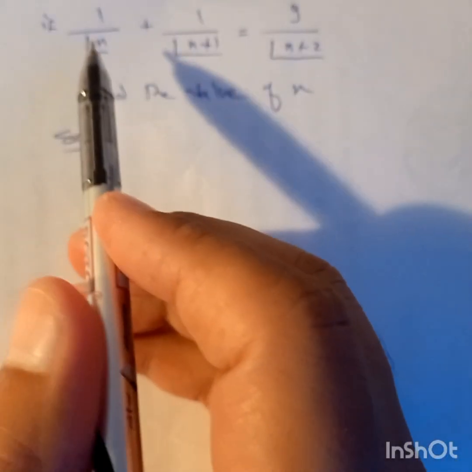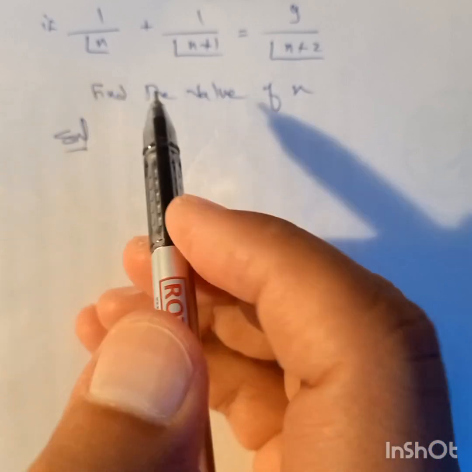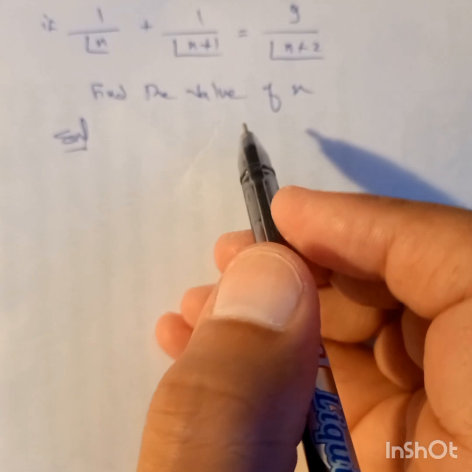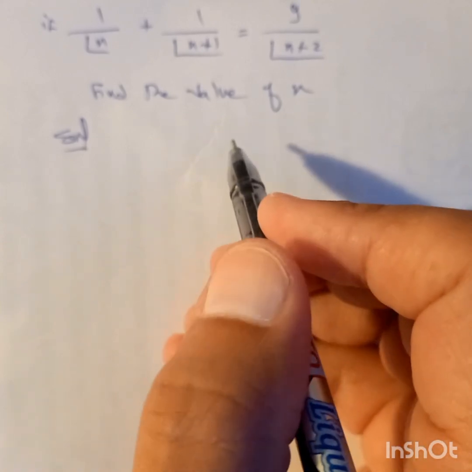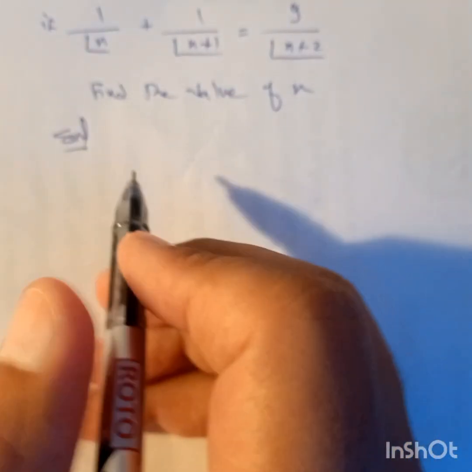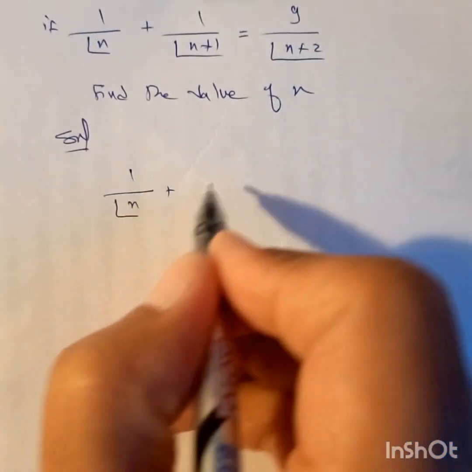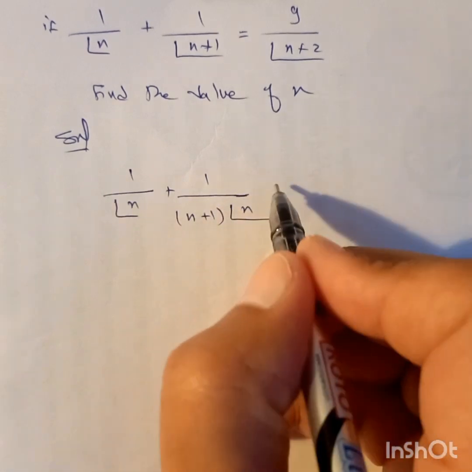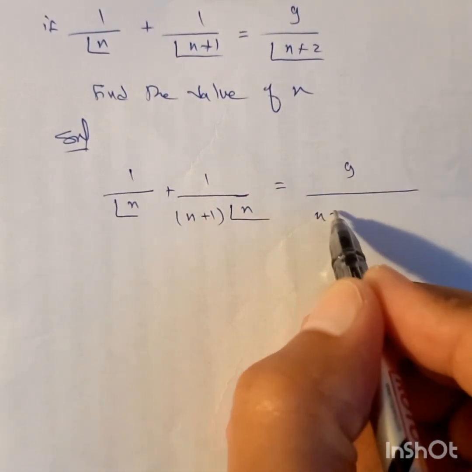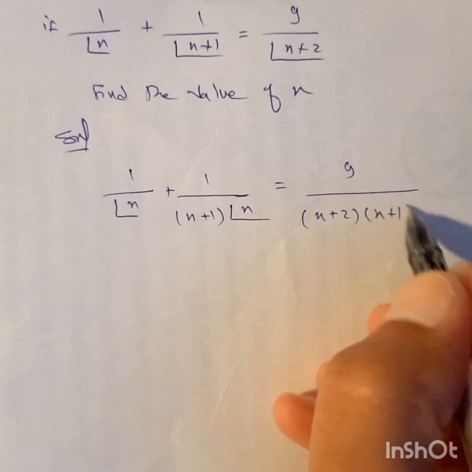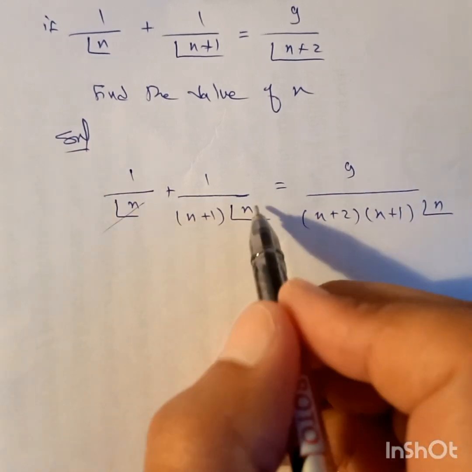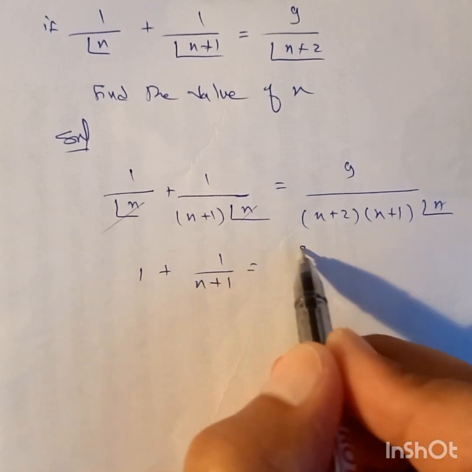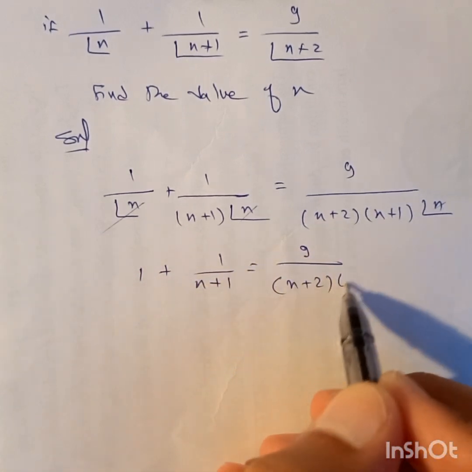We have this example: if 1 over factorial of n plus 1 over factorial of n plus 1 equals 9 over factorial of n plus 2, find the value of n. Here we can express this relation as 1 over factorial of n plus 1 over (n plus 1) factorial of n equals 9 divided by (n plus 2) times (n plus 1) factorial of n. Then we cancel all these terms. Then we have 1 plus 1 over n plus 1 equals 9 over (n plus 2) times (n plus 1).